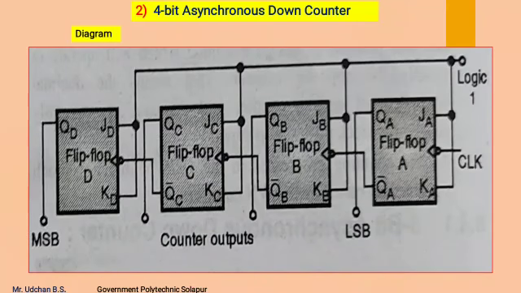This is the 4-bit asynchronous down counter, which consists of 4 flip-flops A, B, C, D. Each JK input is connected to logic 1, by which its output gets toggled at the negative edges of the clock pulse. Each flip-flop is negative edge triggered, so the operation is the same. The only difference is that it is a 4-bit counter, so it will count from 1111 to 0000.